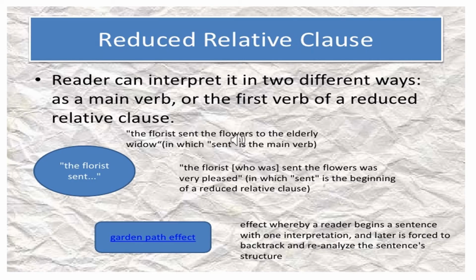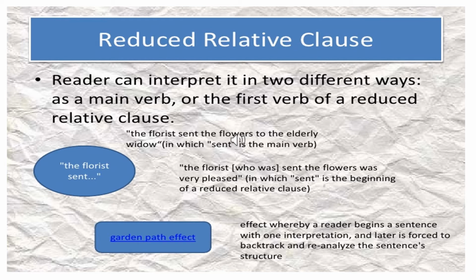There are two ways in which the reduced relative clause can be interpreted. The first is that in which a type of non-finite clause is headed by a past participle. For example, the florist sent the flowers to the widow. Here, from sent till the end of the sentence, that is widow, it is the reduced relative clause. And the other way in which a reduced relative clause can be interpreted is given.